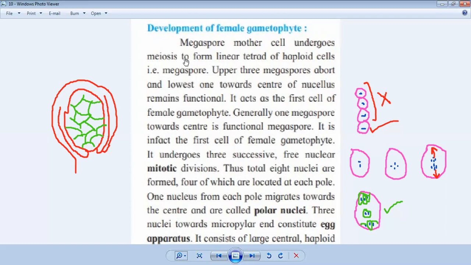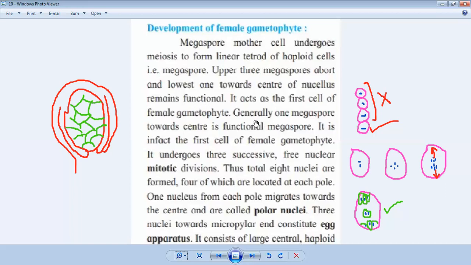Megaspore mother cell undergoes meiosis to form the linear tetrad of haploid cells, that is megaspores. Upper 3 megaspores abort, and the lowest one toward the center of the nucellus remains functional. That means 4 megaspores are formed, of which 3 degenerate, that is abort, and the one that remains is called a functional megaspore. Now this functional megaspore acts as the initial cell and the first cell of the female gametophyte.